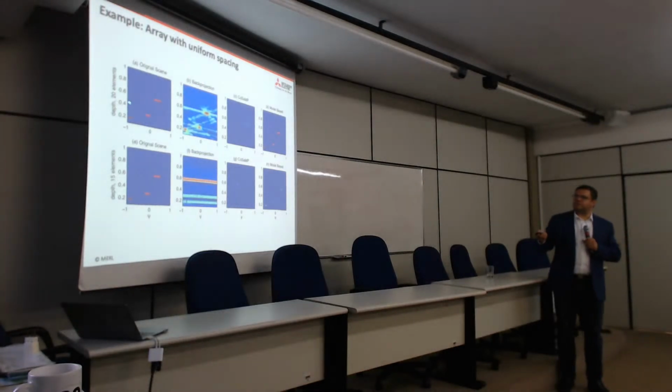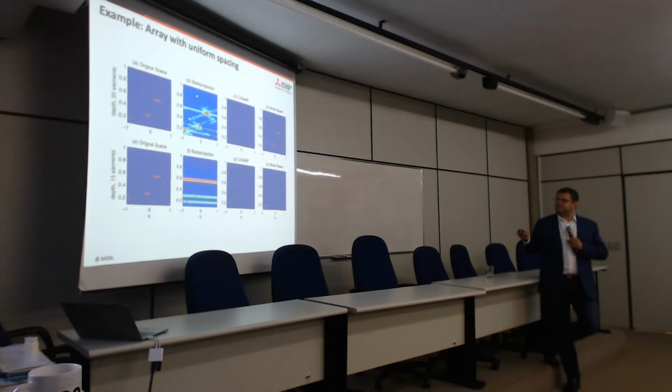Okay. So this is the example. I'm guessing you can see the blue and the red. This is the original scene that we're trying to image. This is the angle, and this is the depth. And we're using, in the top line, a 20-element array. In the bottom line, we're using a 15-element array. Okay. So this is the original scene. 20 elements is already small for the array.